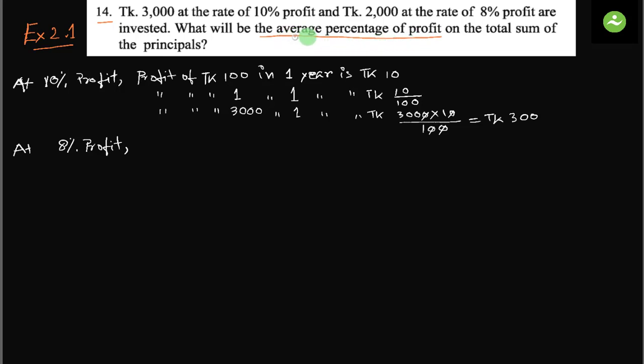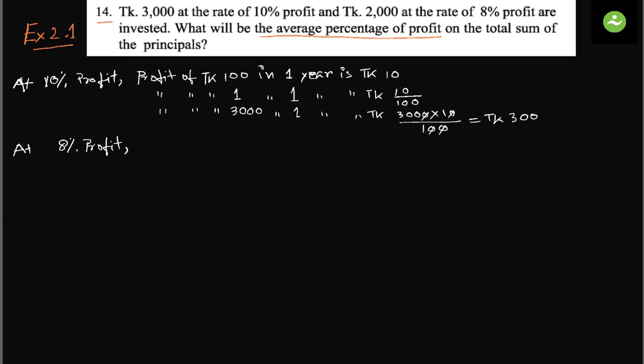The average percentage of profit means what is the profit of 100 taka in 1 year. That is the percentage of profit. And to get the average percentage of profit, we have to get two things. One, the total principal, and the other, total profit. Okay.